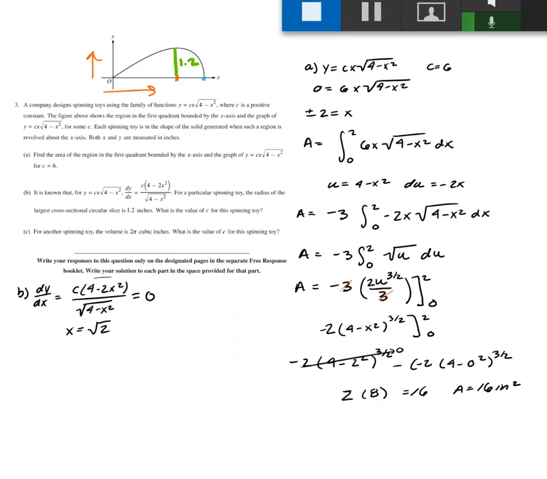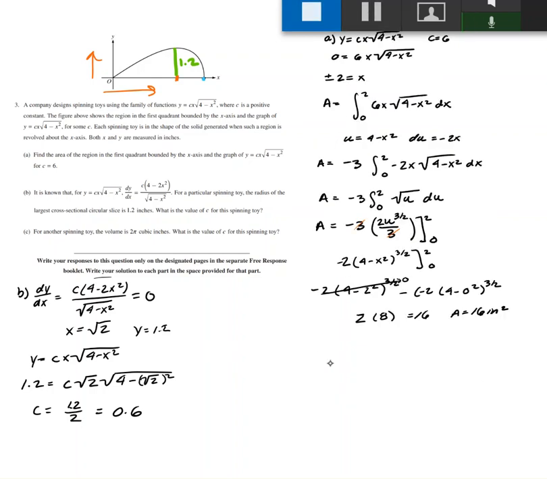So now using x equals square root of 2 and y equals 1.2, we're going to plug those into our original equation, which is y equals cx square root of 4 minus x squared, and then solve for c. So 1.2 equals c times the square root of 2 times the square root of 4 minus square root of 2 squared, which is c times square root of 2 times the square root of 2. And if we solve for c, that's going to leave us with 1.2 over 2, or 0.6.